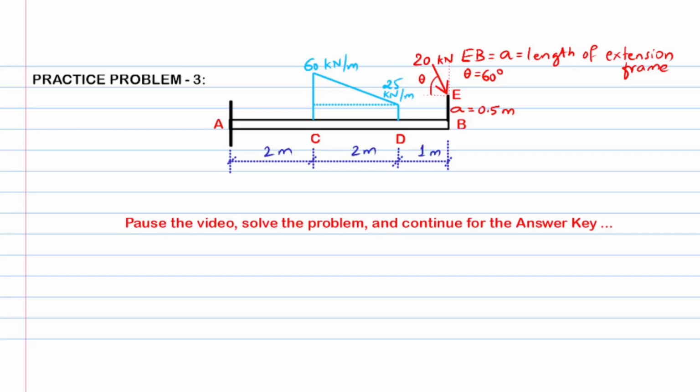Now, the final and the third practice problem based on the cantilever beam for shear force and bending moment is as shown in the figure. An extension frame is provided at the free end over which an inclined point load acts along with the other loads on the beam. This may be simplified in terms of two component point loads along with the net moment developed acting at the free end of the beam. You may again pause the video to solve the problem and then continue watching the answer key.